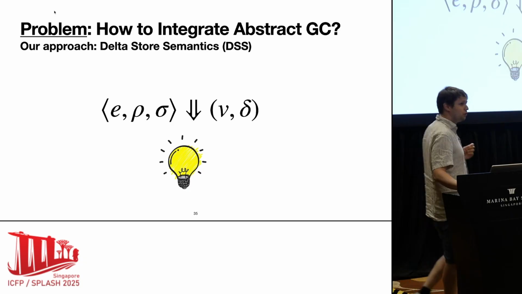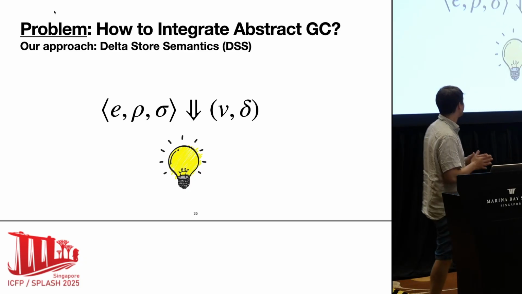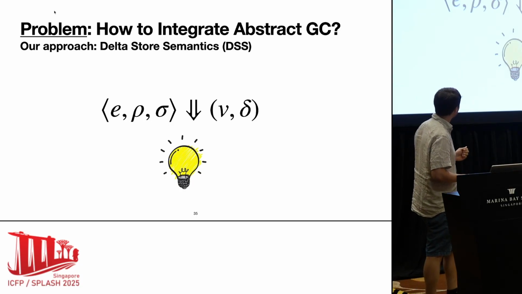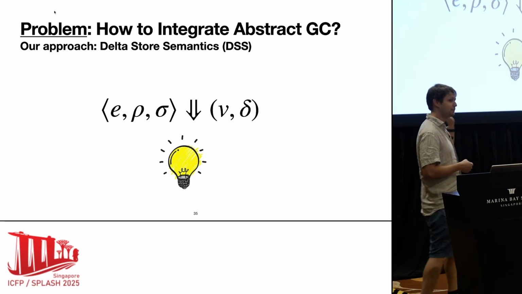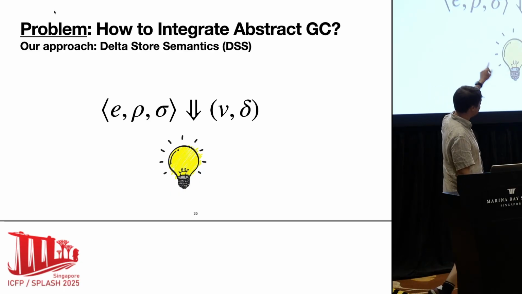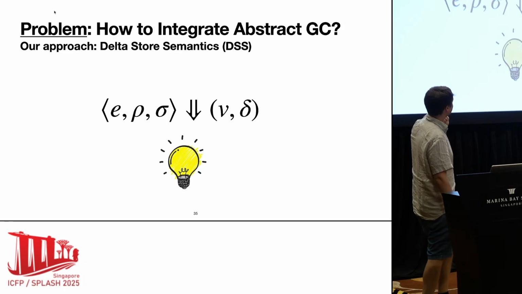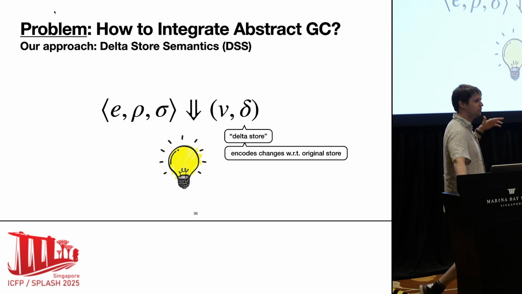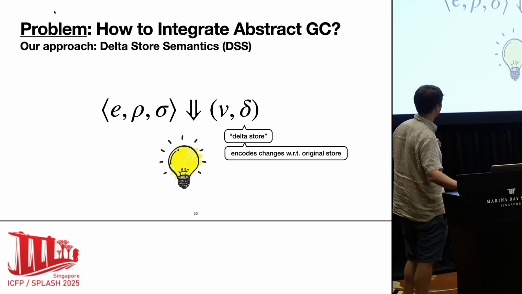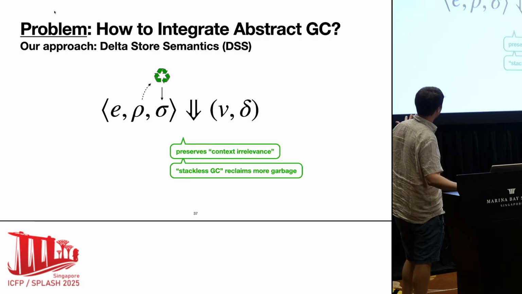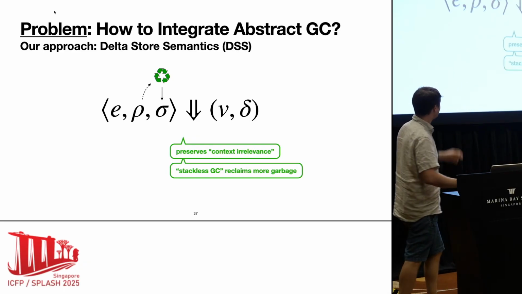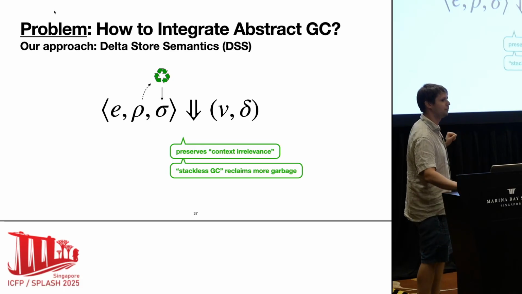That brings us to our own approach, which we call delta store semantics, or DSS in short. The idea with delta store semantics is that we make a simple change to the big step semantics. Instead of returning an updated store as part of the result, we instead return a delta store which encodes changes with respect to the original store. Why do we do this? Well, delta stores are very flexible, and as I'll show in a moment, they allow for the integration of abstract garbage collection without taking the continuation references into account.